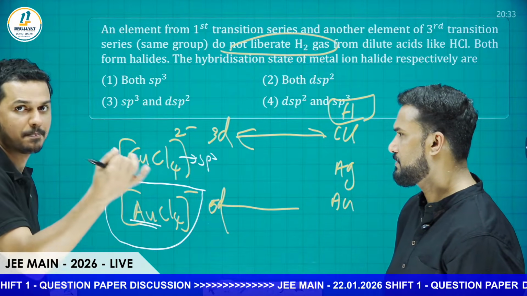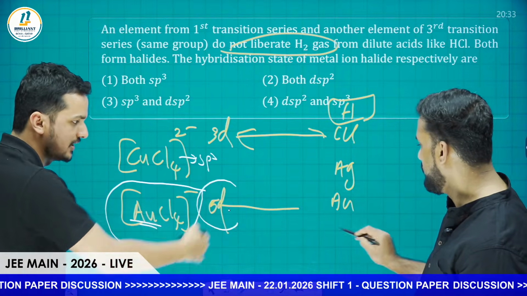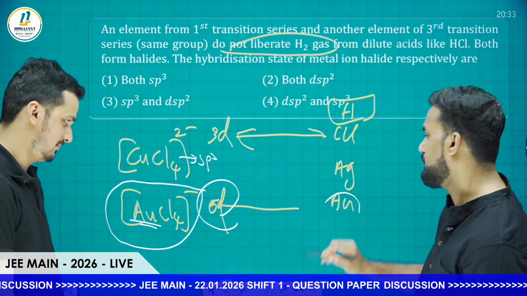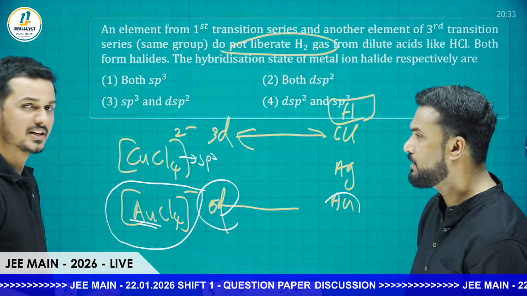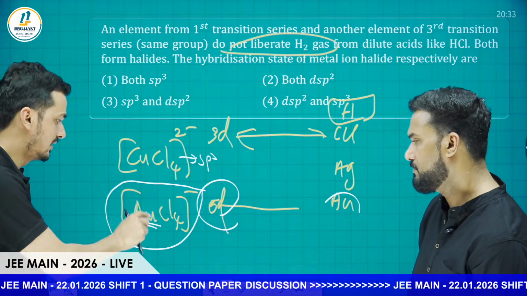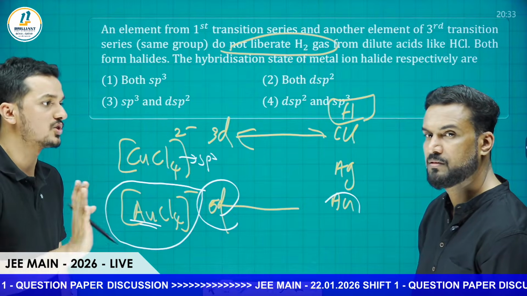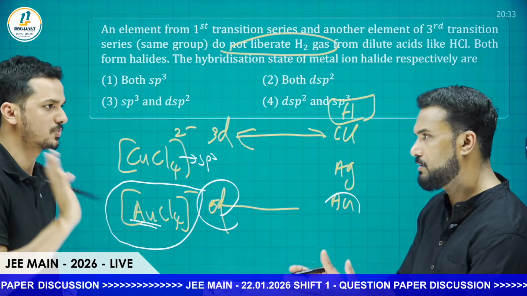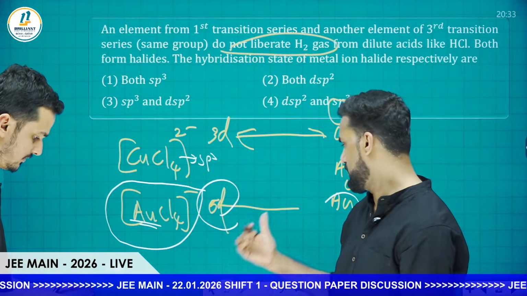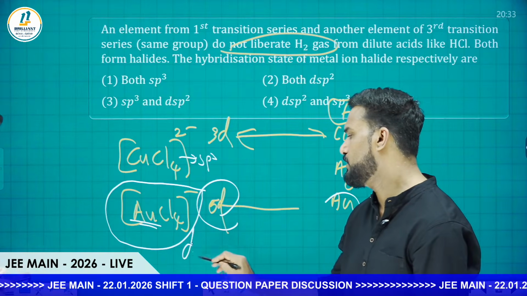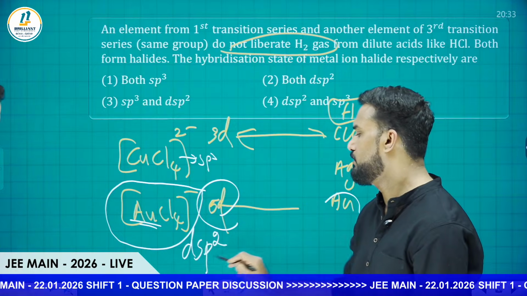Gold, platinum, etc. are of the 5D series, and due to poor shielding effect, the attraction in the 5D series means they will always form, with coordination number 4, dsp2. They form inner orbital, low spin complexes, so an orbital will be free. Always keep in mind it is dsp2 only that will form.